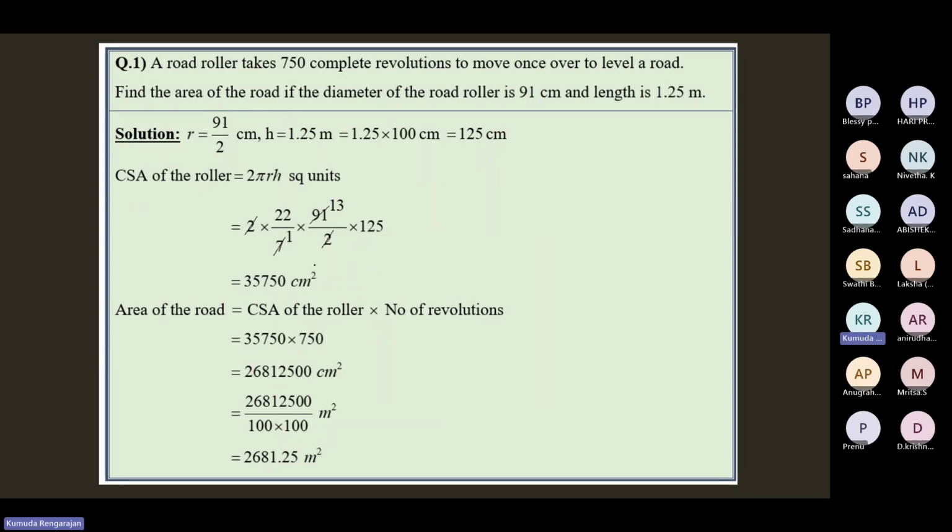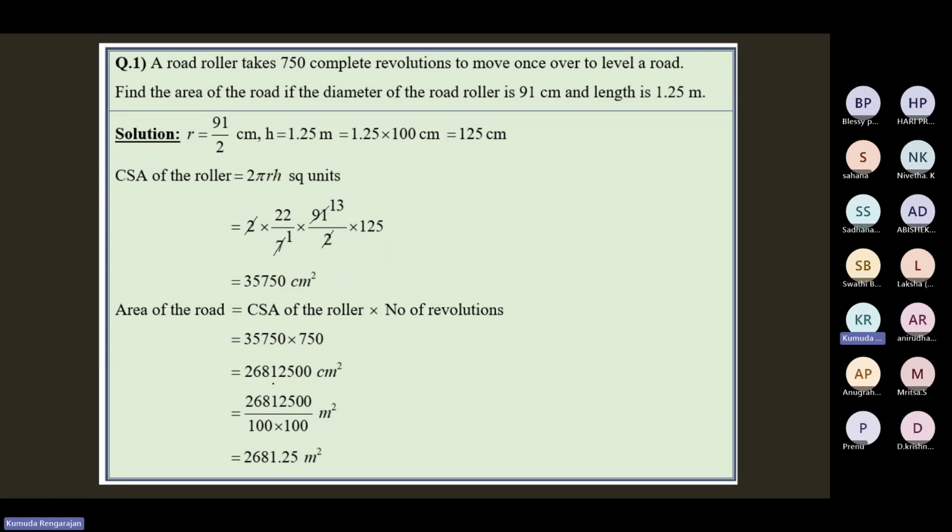CSA of the roller is the area covered in one revolution. So if you multiply that with 750, you will get the area covered in 750 revolutions. And this is nothing but the area of the road. If you find the area covered in 750 revolutions, that's nothing but the area of the road.